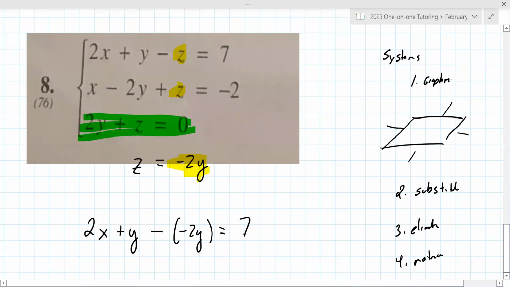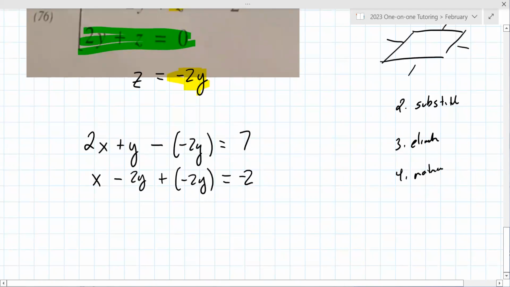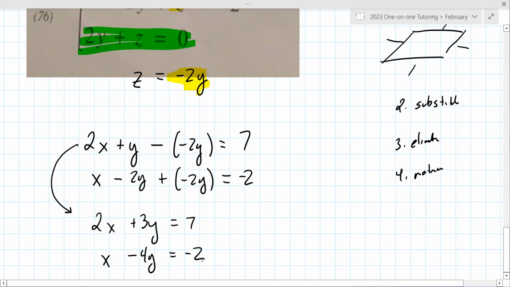That's the first equation. And the second one is x minus 2y plus minus 2y equals minus 2. I tend to always substitute in parentheses, especially if the number is negative and especially if there's a subtraction operator in front. I would encourage you to do that as well. It will avoid sign errors down the road. First equation becomes 2x plus 3y equals 7. And the second equation becomes x minus 4y equals minus 2. Any questions on that?